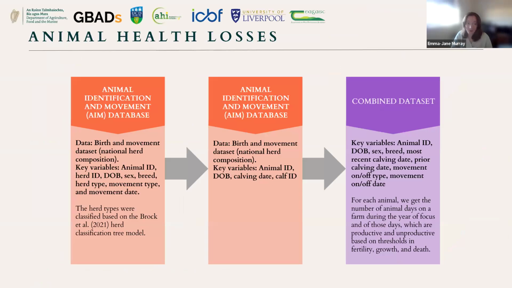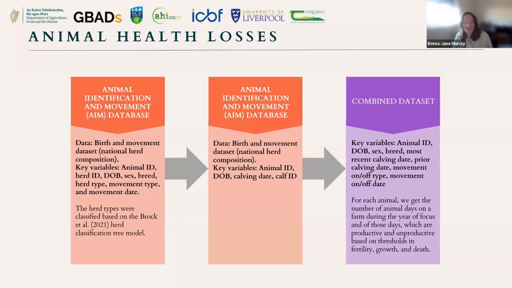And going straight into the animal health losses. Regarding that, something that you probably noticed, it's pretty much using the same animal identification movement database. It is quite useful, just using different parts of that database with specific interest in the movement. On the left there in the middle is the calving data, and combining those to get the number of days an animal spends on farm in a specific year.